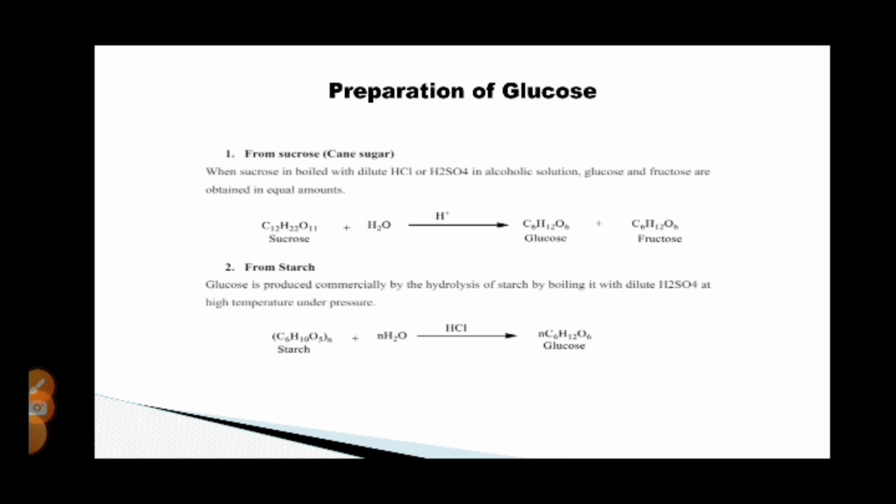Preparation of glucose. From sucrose, glucose can be easily prepared in the laboratory by the hydrolysis of an alcoholic solution of cane sugar with dilute HCl or H2SO4. Glucose and fructose are obtained in equal amounts. From starch: commercially, pure glucose is manufactured by the hydrolysis of starch with dilute mineral acid. Starch undergoes hydrolysis to give glucose.